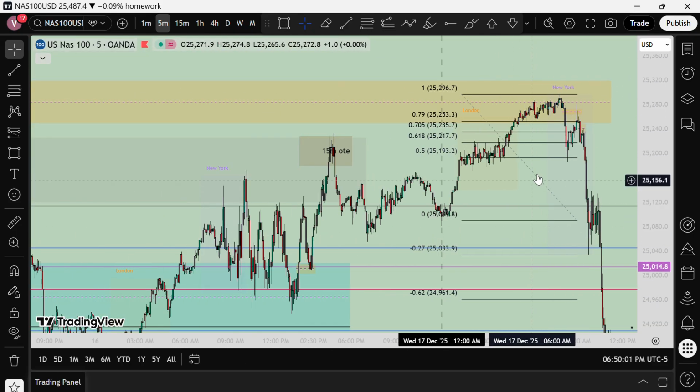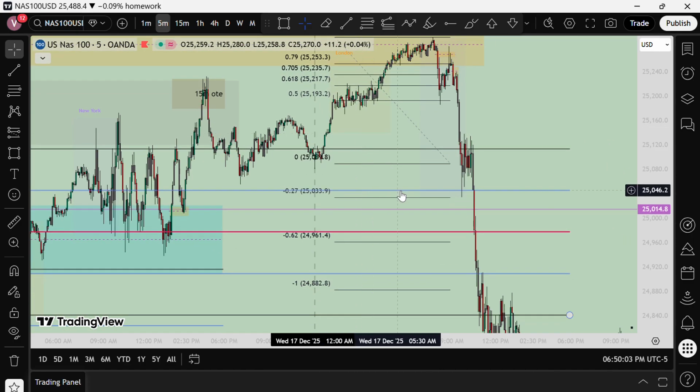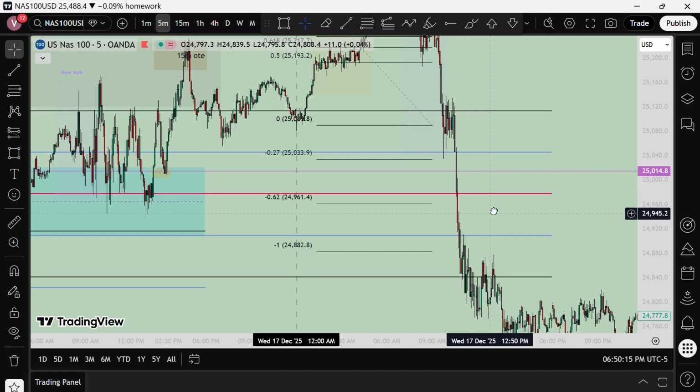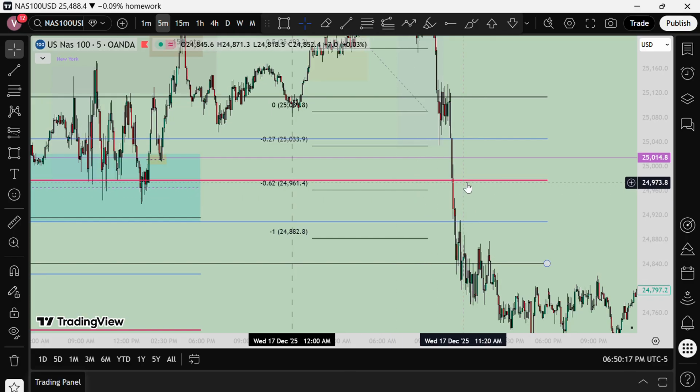Our first partial would be here. It's also the daily wick's upper quadrant. The second partial would be here, near the consequent encroachment of the daily wick. The third closing of the position would be here.